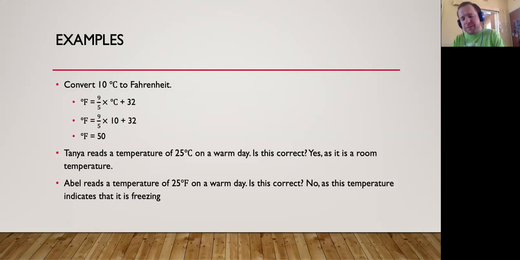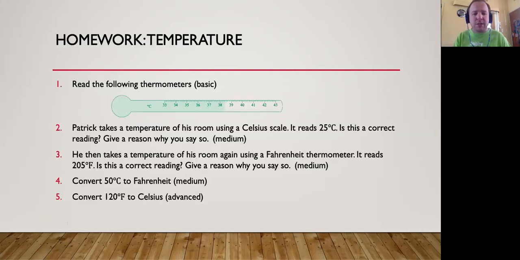Right, now I want you to please try out these questions. Number 1, read the thermometer given to you. Number 2 and 3, I give you situations and you have to ask if they are correct or not. Number 4 is to convert Celsius to Fahrenheit, which we did already. And then 5 is where you work backwards to go from Fahrenheit to Celsius. Now remember, if you can't do this last one, that's fine. It's not expected at a grade 10 level to be able to do that.